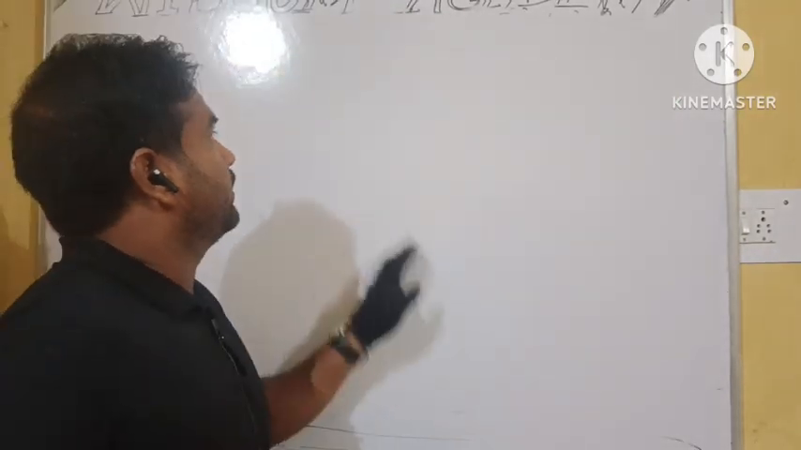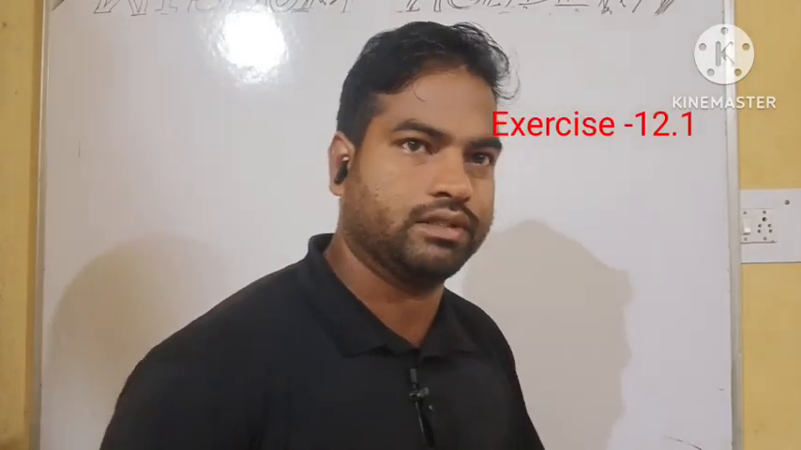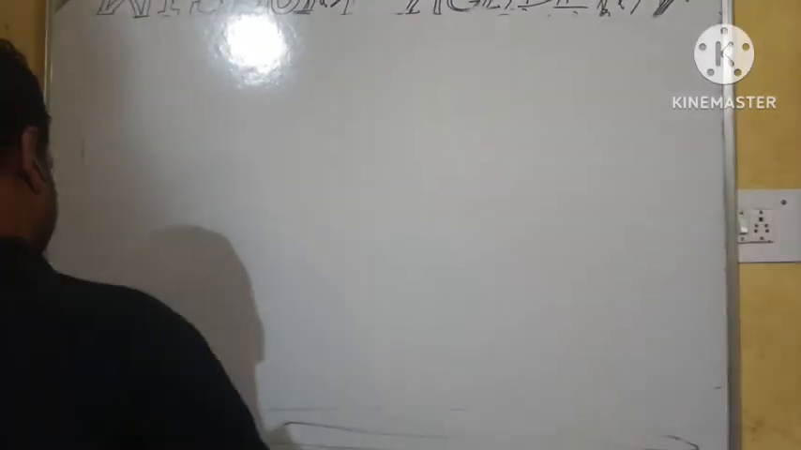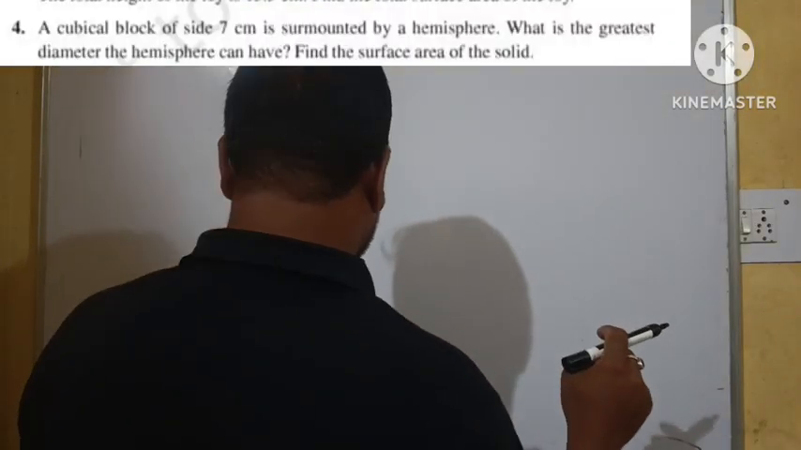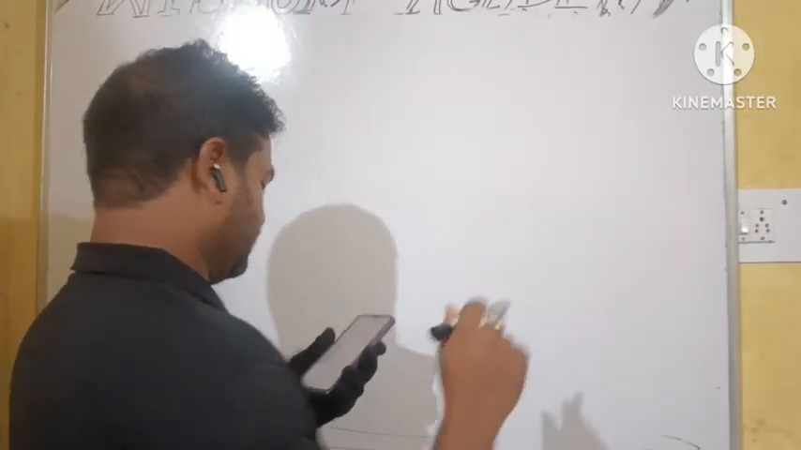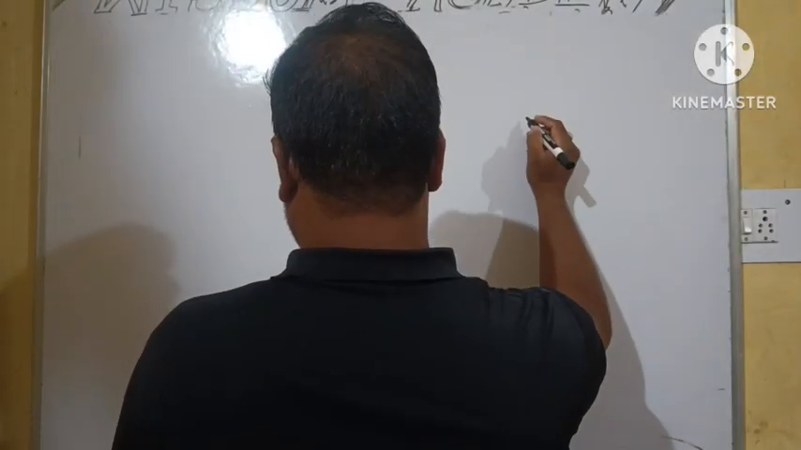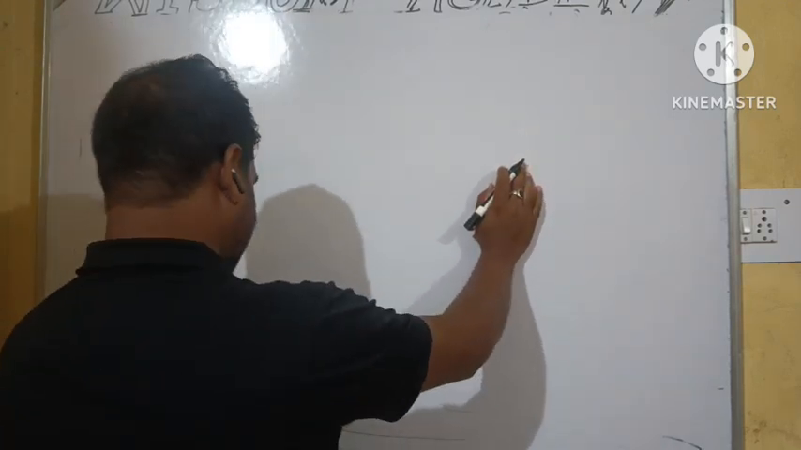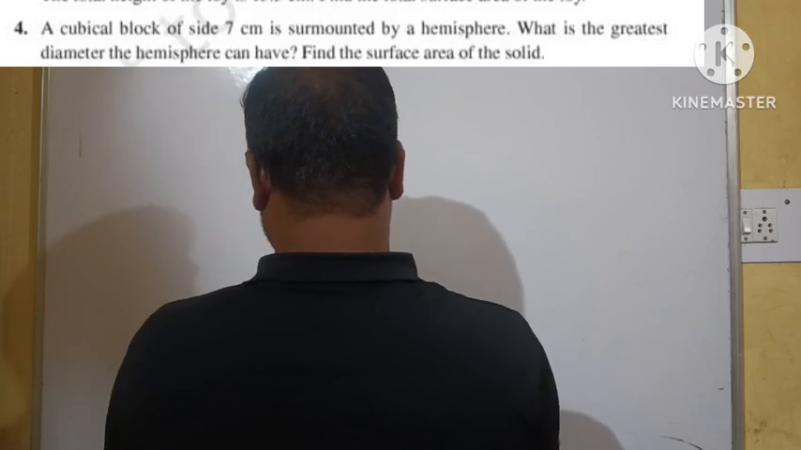Today I am going to solve some problems of surface area and volume, exercise 12.1, question number 4 onwards. Question number 1 is: a cubical block of side 7 cm is surmounted by a hemisphere. What is the greatest diameter the hemisphere can have? Find the surface area of the solid. Use pi is equal to 22/7.